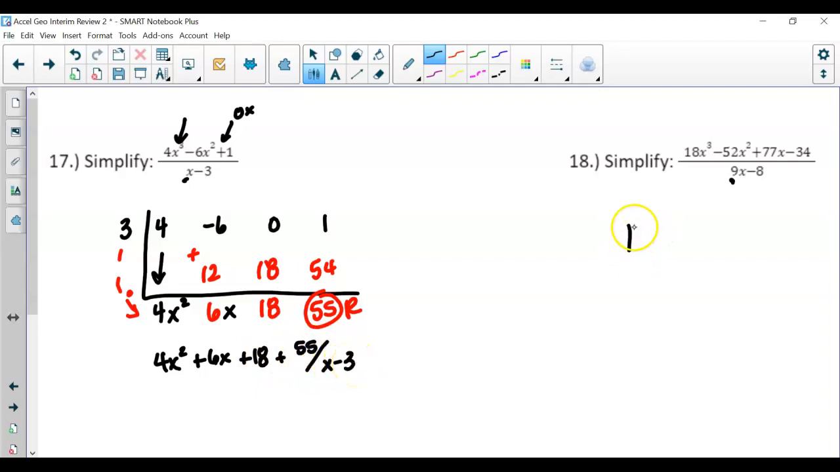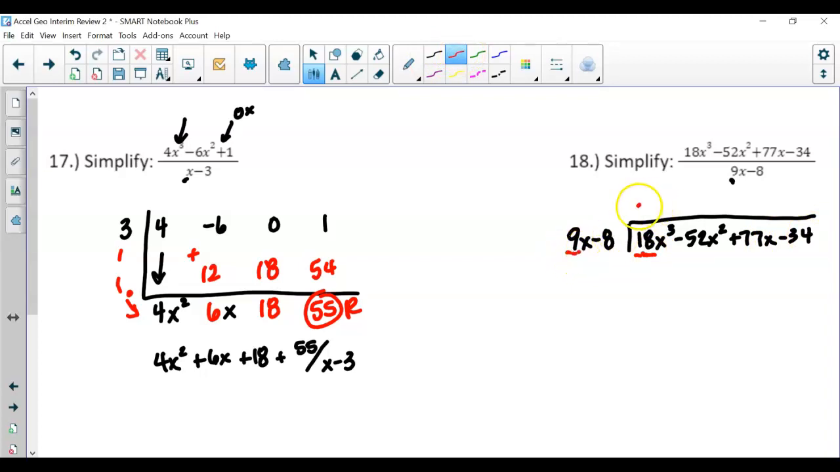Then our long division. So again, setting up, do we need a 0 as a placeholder? No. So no terms are missing. So we can go ahead and start division. Divide first term by first term. 18 divided by 9 is 2. We have 3, take out 1x, so we're down to 2x squared.